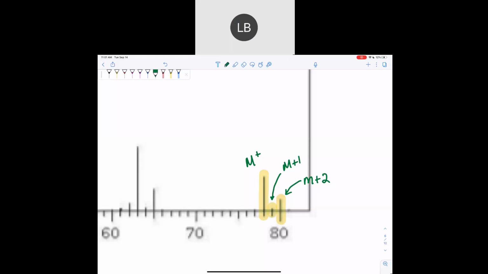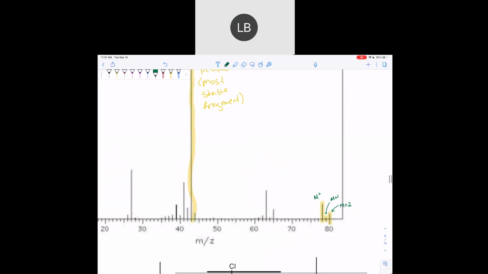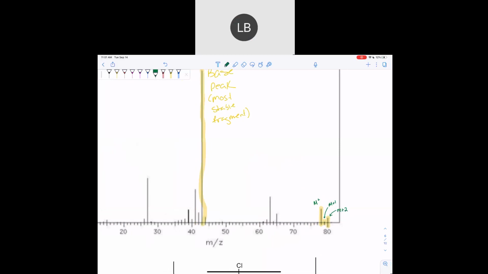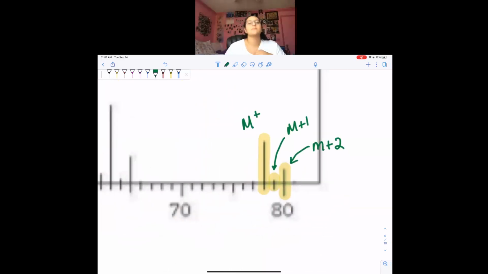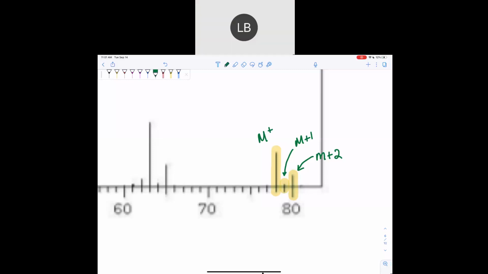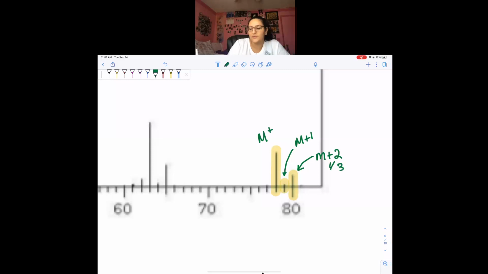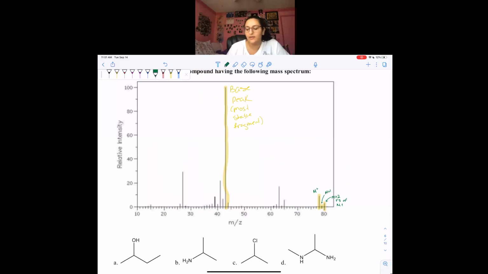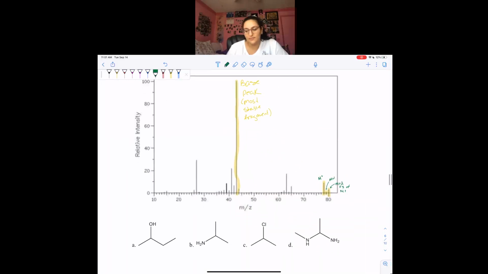And that looks to be like a chlorine, right? Yes, and why do we say it's a chlorine? Because it's 30% of the parent peak. Exactly. So the M+2 peak is approximately 1/3 of the M+ peak. So that means we probably have a chlorine present. Cool. So out of these answer choices, the only one that has a chlorine present is this.